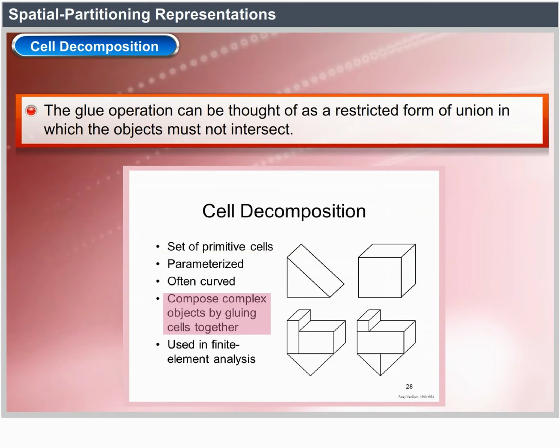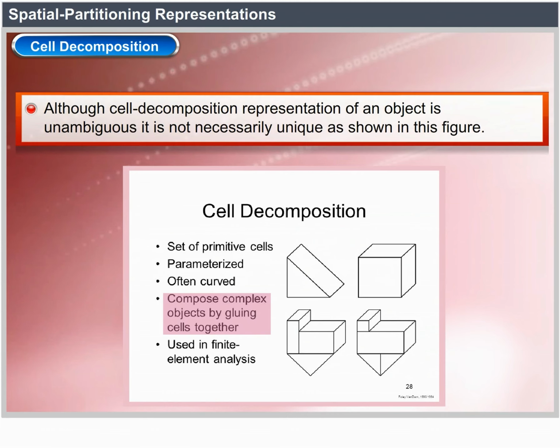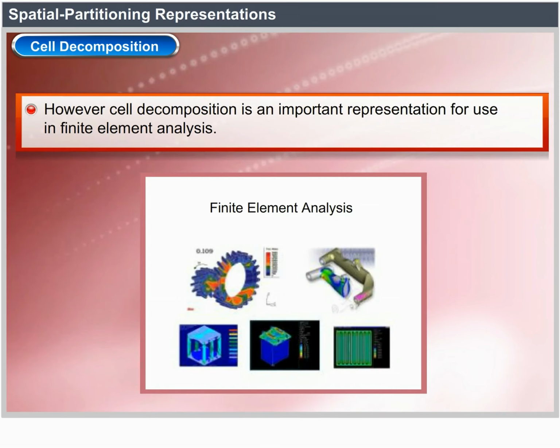Further restrictions on gluing cells often require that no cells share a single point, edge, or face. Although a cell decomposition representation of an object is unambiguous, it is not necessarily unique. Cell decompositions are also difficult to validate since each pair of cells must potentially be tested for intersection. Nevertheless, cell decomposition is an important representation for use in finite element analysis.